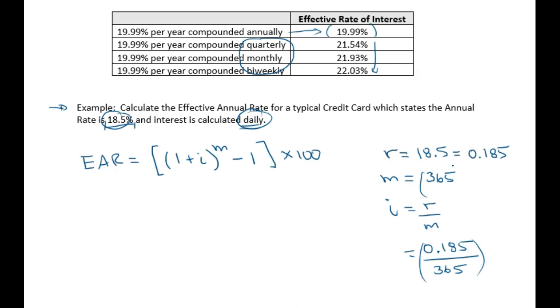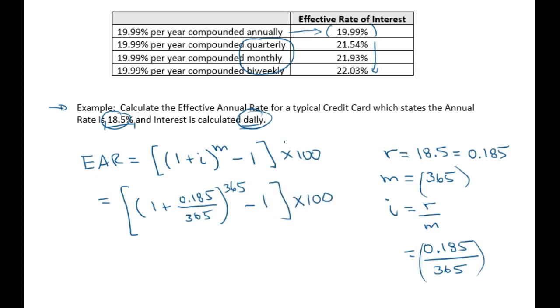So let's substitute in our values into our formula and do our computation. So (1 plus 0.185 divided by 365) to the exponent 365, minus 1, times 100. When you put this into your calculator, do your inside bracket first. So you want to do this value first. So 1 plus 0.185 divided by 365. Get that value, hit the exponent, 365, hit equals, get that value, minus 1, hit equals to get that value, multiplied by 100.